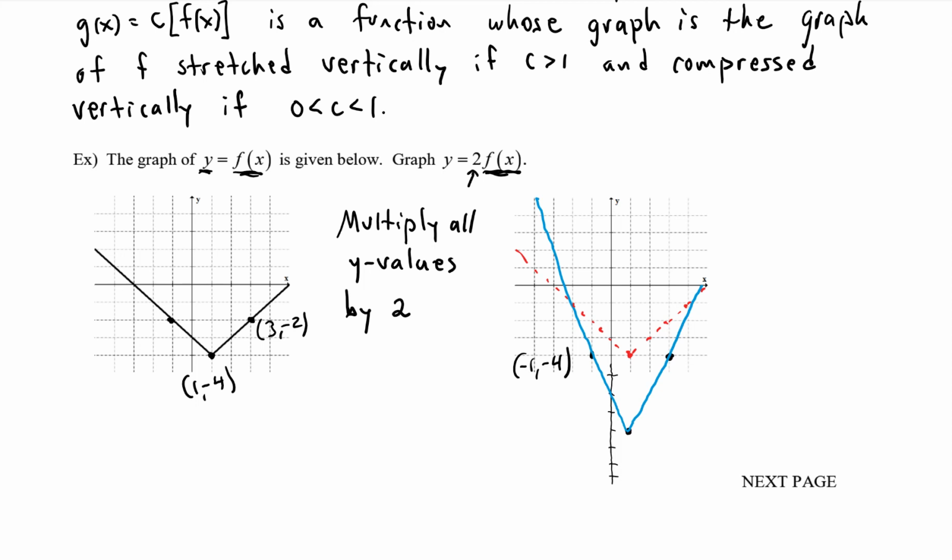Now, if we'd have multiplied by a number between 0 and 1, that would have decreased the magnitude. It would have made the y values smaller, closer to 0. So it would have gotten wider.